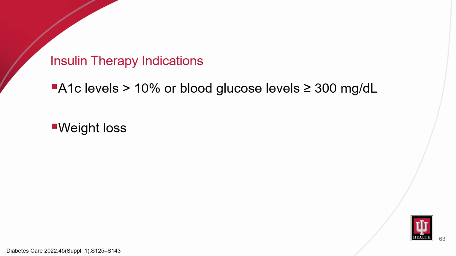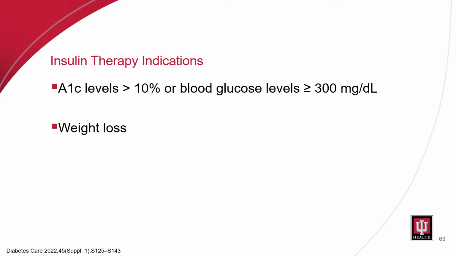Now we'll talk about when we need to add insulin therapy for type 2 diabetics. So it's not required like in type 1 diabetics, but certainly it can be considered and is recommended for those with A1C levels greater than 10% or blood glucose levels greater than 300 milligrams per deciliter at diagnosis. However, it is noted that in most patients, we'll consider adding a GLP-1 receptor agonist prior to starting insulin therapy.